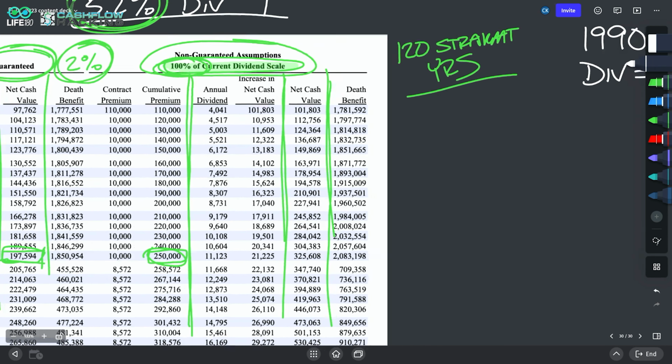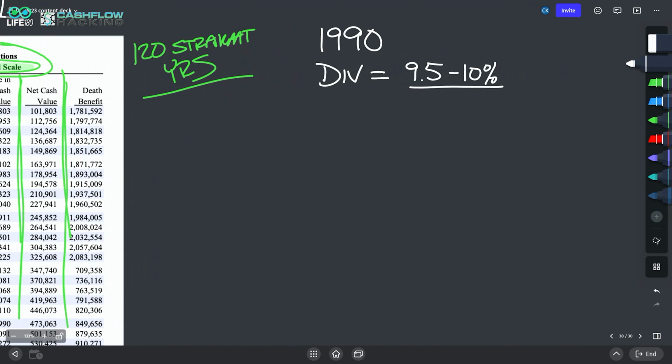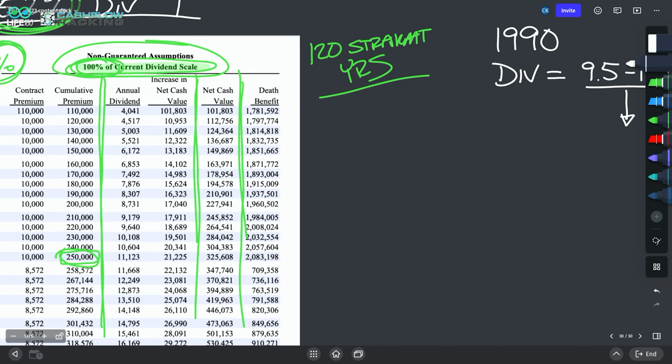As time goes on, as the interest rate or the dividend rate went down, as that happened, the policy actually performed worse than the current scale, because the dividend scale reduced.